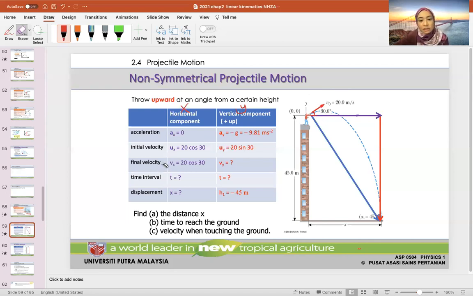So final velocity Vx is 20 cosine 30 because it's equal to the Ux. You should know this by now at this point. And then for V, we need to solve it using the equation V equals U plus AT or whatever equation that you like.